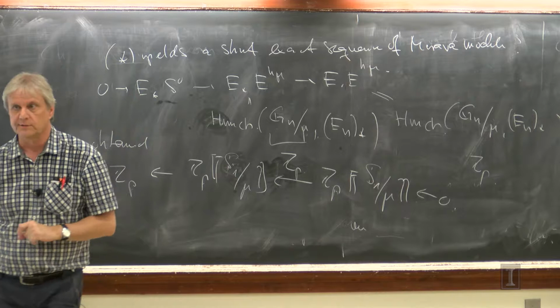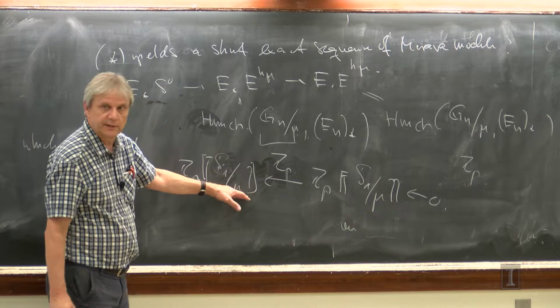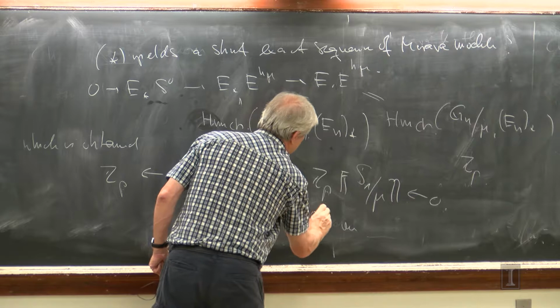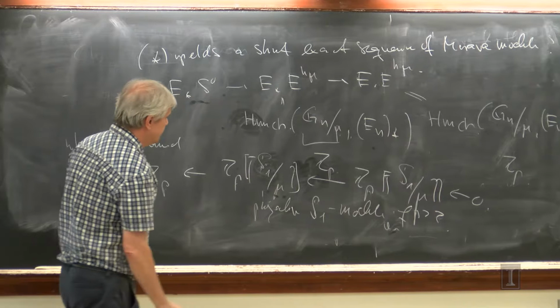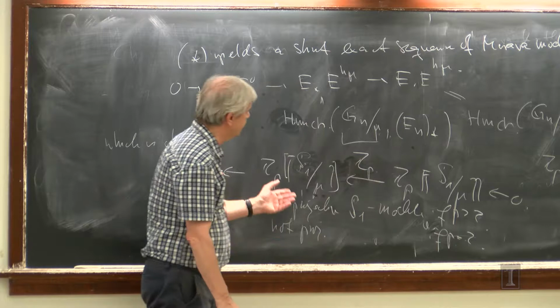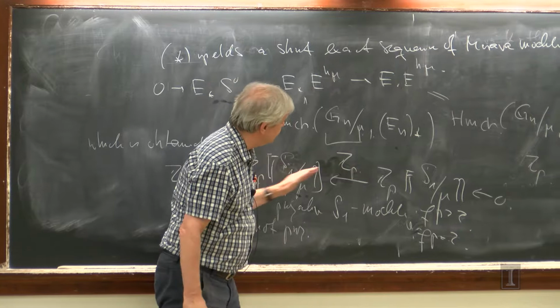Now this is true no matter whether the prime is odd or even. If the prime is odd, then because this group mu_{p-1} is prime to p, this is a projective S1 module. But it's not projective if p is equal to 2. For those who know a little bit of number theory, this group ring is actually a power series ring. That's the beginning of Iwasawa theory, if you want. And once you have that, it's very easy to see that you have such a short exact sequence.